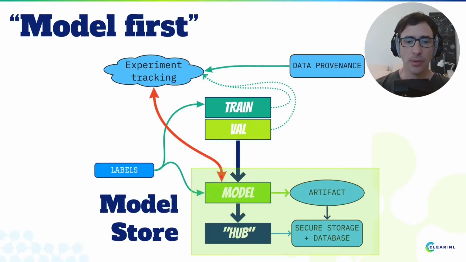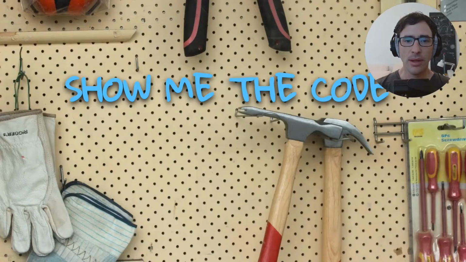So today we're going to see how to go from the experiment first to the model first within ClearML, again with as few lines of code as possible. Let's go straight to the demo.